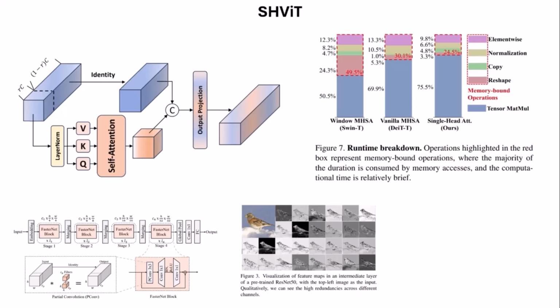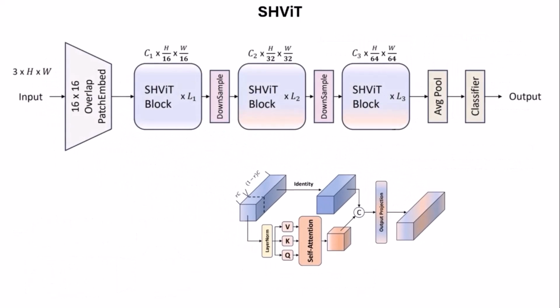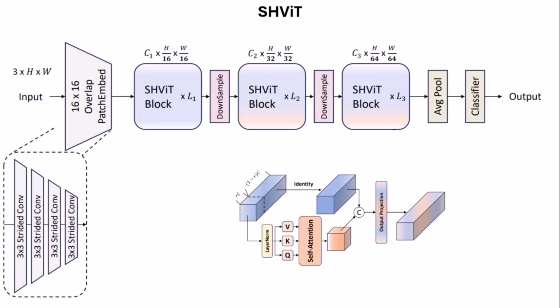Okay, so knowing about this micro design, now let's talk about the macro design. In macro design, we have to come up with integration of different modules. Once we have the input, we use 16 by 16 overlap patch embedding instead of the usual 16 by 16 patch embedding. And what that means is that we are using 4 3x3 strided convolutions.